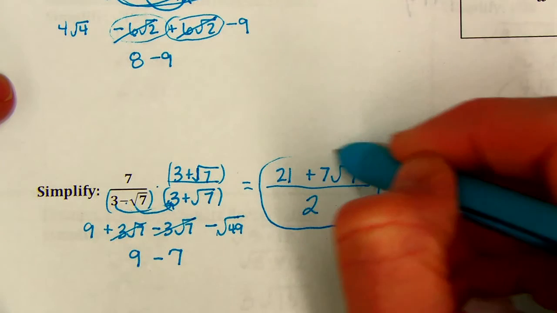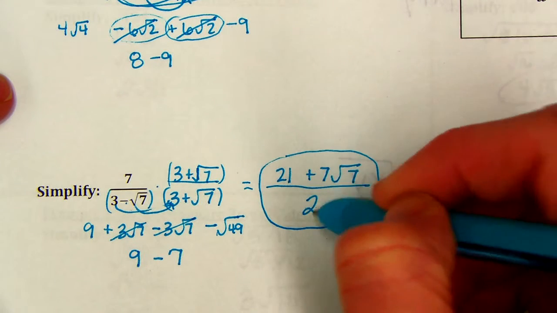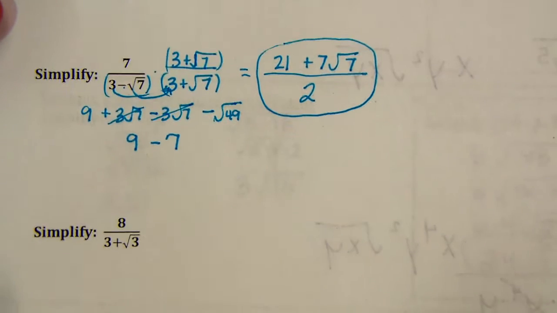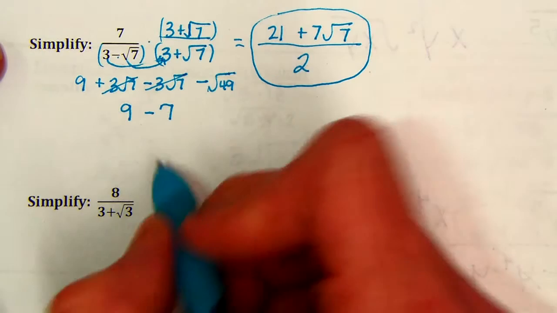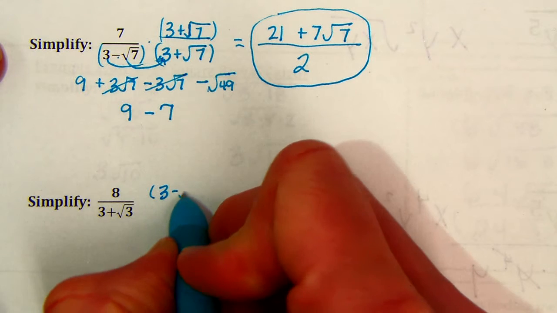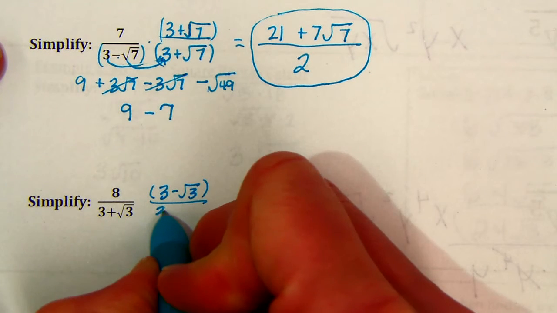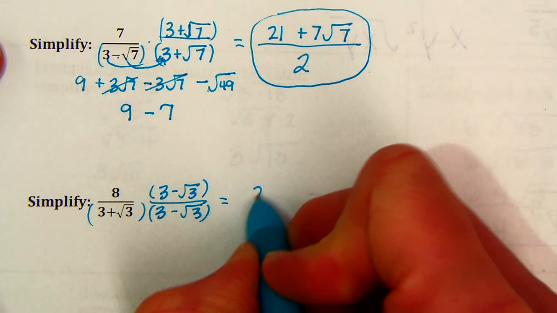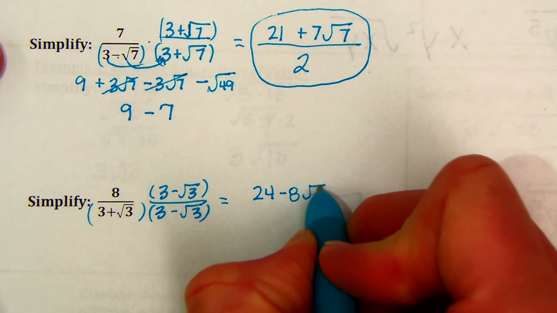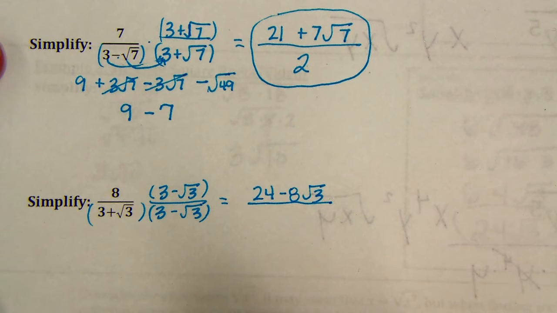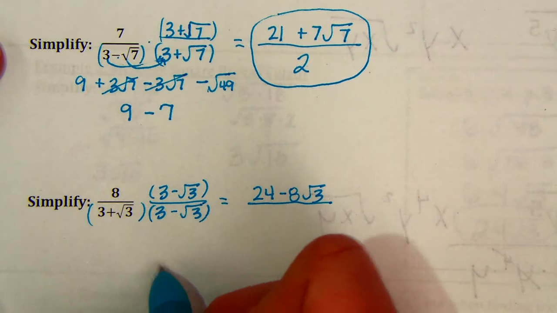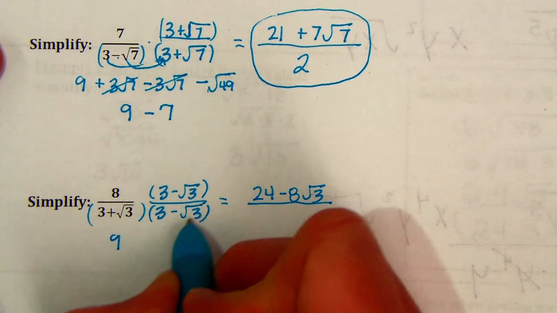Let's try another one. 8 over 3 plus the square root of 3, so multiply by 3 minus square root of 3 over 3 minus square root of 3. The numerator gives 24 minus 8 square root of 3, all over. And some of you might be able to jump straight to here if you can trust yourself that those middle terms will cancel out. 3 times 3 is 9, and the square root of 3 times the square root of 3 becomes negative square root of 9, which is 3, and 9 minus 3 is 6.